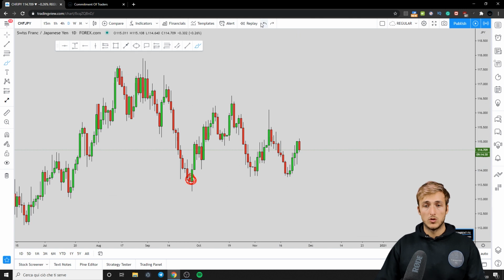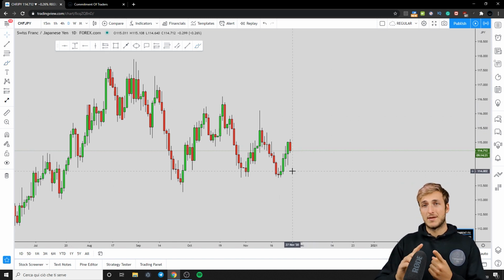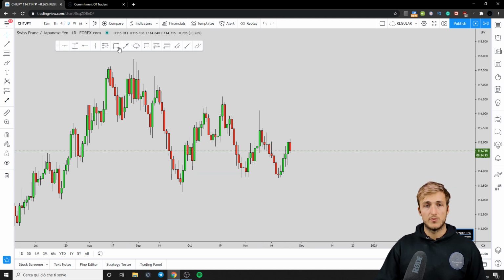But at the moment, what do we have and how can we be looking to capitalize on the next move for CHF JPY? Now, as we have seen, we have a monthly bullish structure and a weekly bearish structure. But on the daily, we now have bullish structure. Why do we have bullish structure?